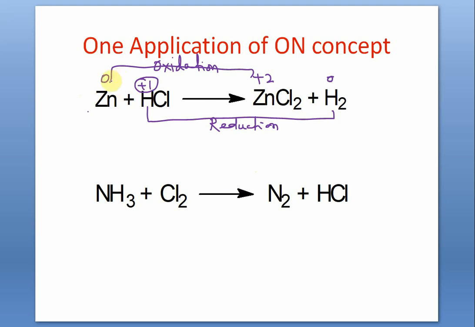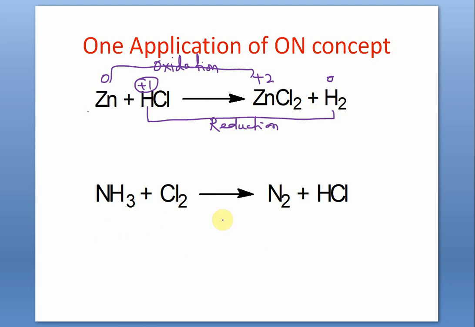Zinc was having no electron gained or lost, so it is 0. It has lost 2 electrons to become +2. Similarly, hydrogen was +1. It was having 1 electron deficit and it has gained 1 electron. So it becomes H, and 2 such H combine to produce H2 gas.